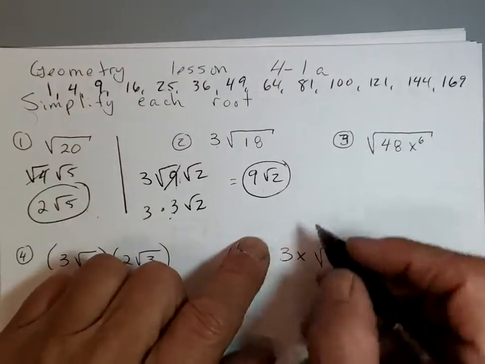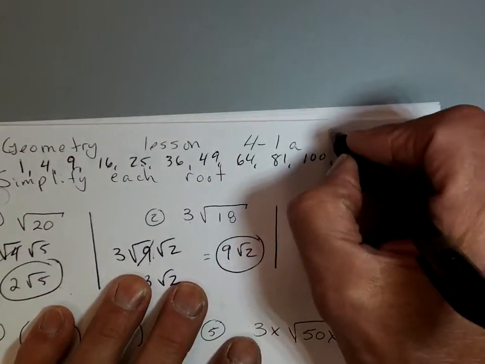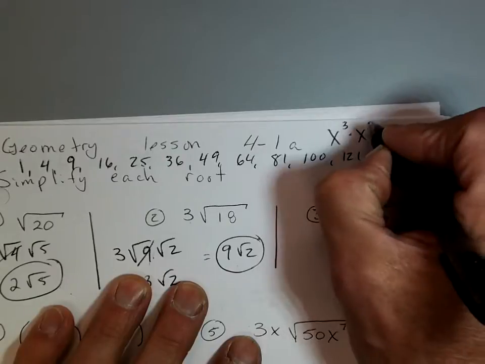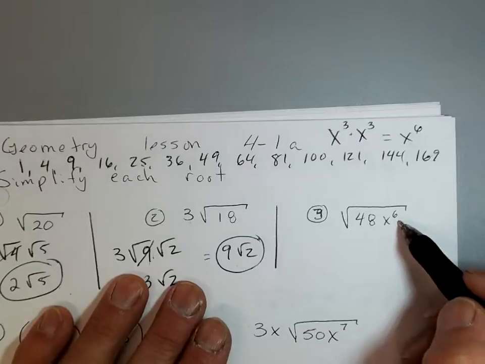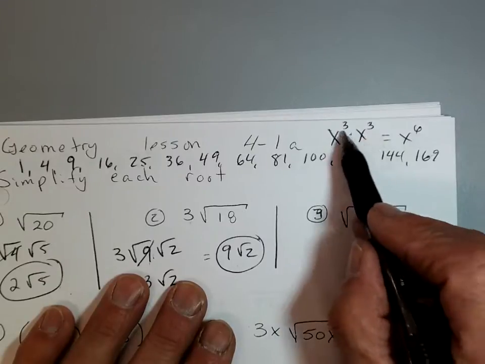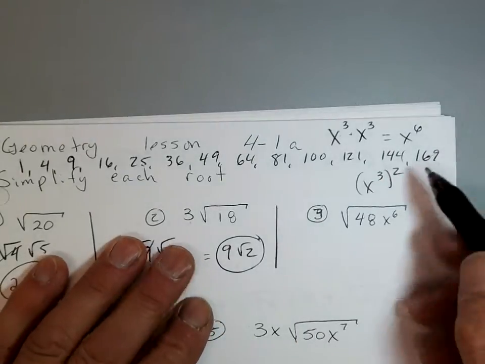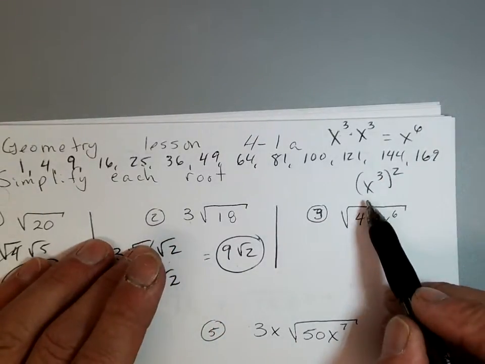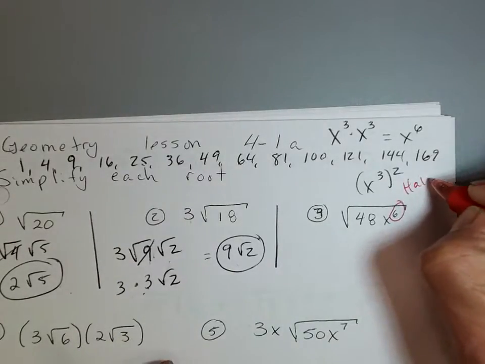Now, 3. Before I start 3, let me do a little side work up here. This x to the third times x to the third is x to the sixth. So when I take the square root of x to the sixth, I'm just going to go to x to the third. Does that make sense? If x third makes x sixth, or another way to look at this is x third squared. So sure enough, the square root of this would be x to the third. Another way to do this is just take half the exponent, okay?